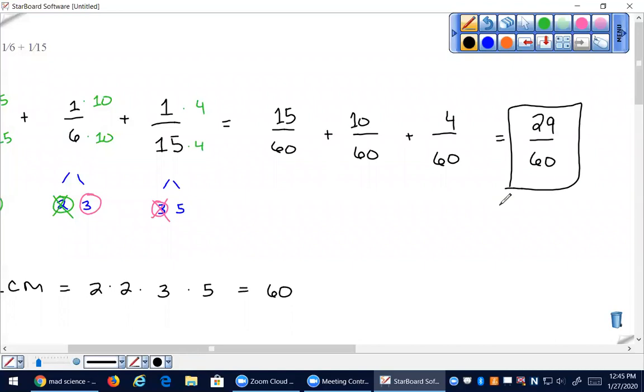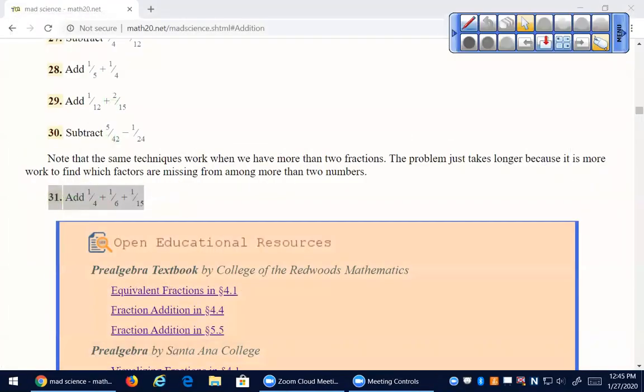Okay. Okay, ready to move on? Enough adding fractions? Your brain is turning into guacamole.